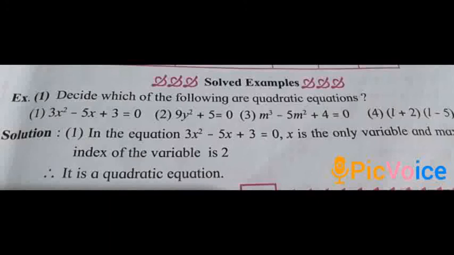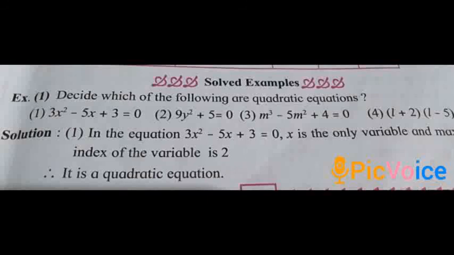Second one, 9y square plus 5 equal to 0. You will write 9y square plus 0y plus 5 equal to 0. Again write the statement comparing with ax square plus bx plus c equal to 0. We get a is equal to 9, b is equal to 0, and c is equal to 5. So this is also quadratic.